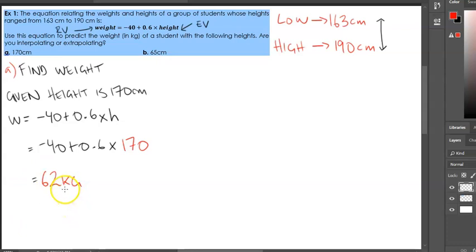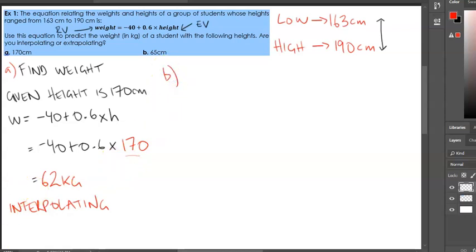So right now we have made a prediction that if someone is 170 centimeters tall, it's predicted that they will weigh 62 kilograms based on this linear regression line. And the 170 centimeters lies within the range of 163 to 190 from the provided heights. So in this case, this is interpolating. We have faith within this prediction because it lies within the range.